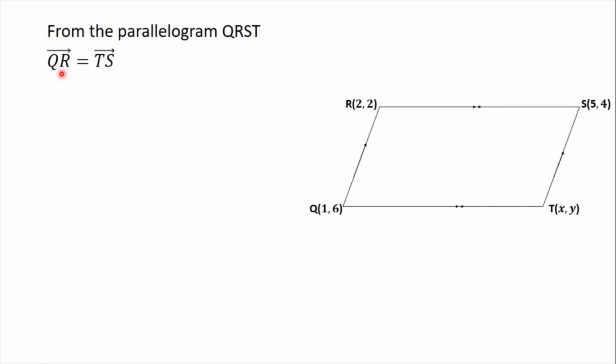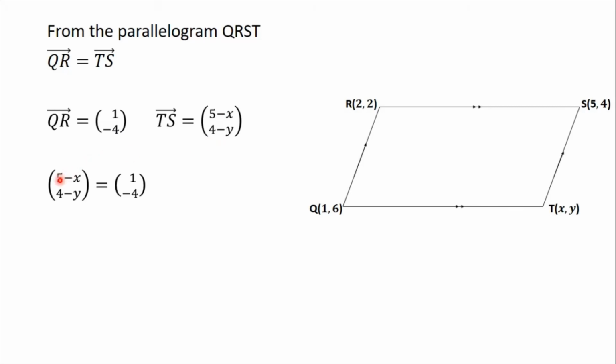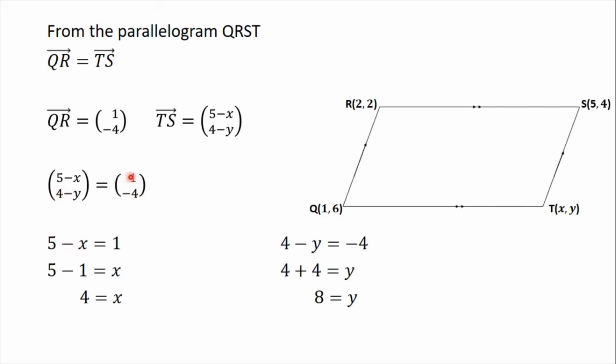So we are going to equate. We know that QR is equal to TS. So QR is 1, minus 4, and TS is 5 minus x, 4 minus y. So you see that 5 minus x, 4 minus y is the same as 1, minus 4. From equal vectors, we know that the x component here, which is 5 minus x, is equal to the x component here, which is 1. So 5 minus x is equal to 1. From linear equations, we make x the subject and we find x to be 4. In the same way, 4 minus y is equal to minus 4. We make y the subject and we find y to be 8. So we have been able to find x and y. x and y are the coordinates of point T. So we say that the coordinates of point T is 4, 8.